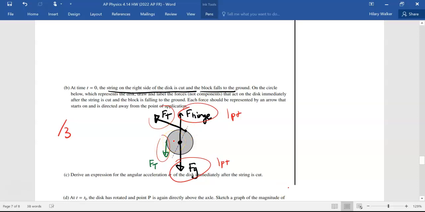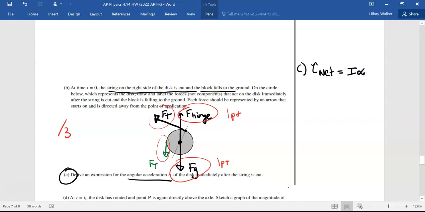Okay, let's go ahead and look on to number eight. So for C, we want to find angular acceleration. Anytime you're dealing with forces and you want to find an angular acceleration, you're going to want to deal with torques. So I'm going to just write down the equation: tau net is equal to I alpha. So now let's see what we can plug in.